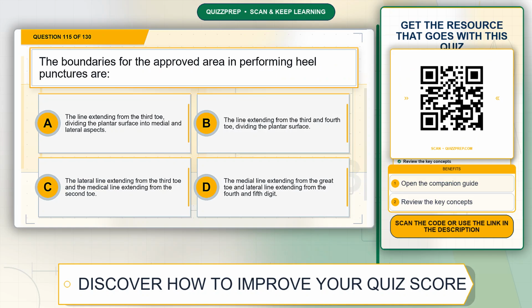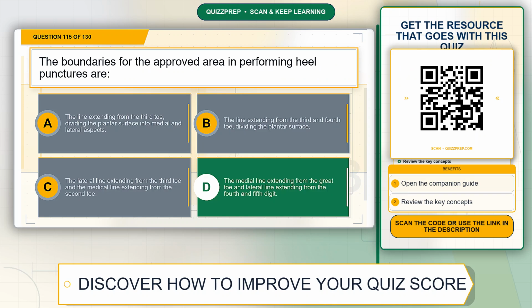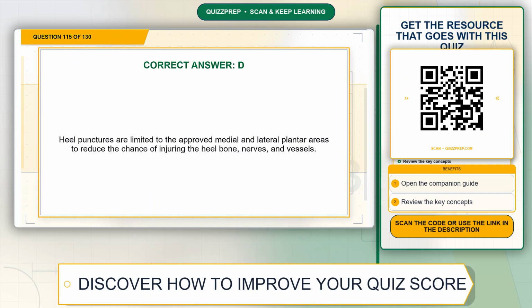Question 115. The boundaries for the approved area in performing heel punctures are: Option A, the line extending from the third toe, dividing the plantar surface into medial and lateral aspects. Option B, the line extending from the third and fourth toe, dividing the plantar surface. Option C, the lateral line extending from the third toe and the medial line extending from the second toe. Option D, the medial line extending from the great toe and lateral line extending from the fourth and fifth digit. The correct answer is option D, the medial line extending from the great toe and lateral line extending from the fourth and fifth digit. Explanation: heel punctures are limited to the approved medial and lateral plantar areas to reduce the chance of injuring the heel bone, nerves, and vessels.